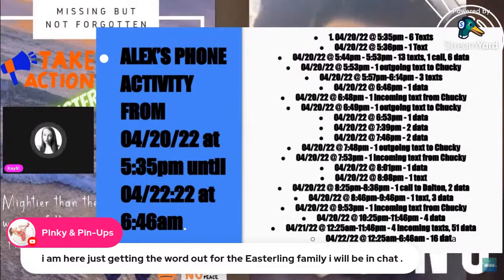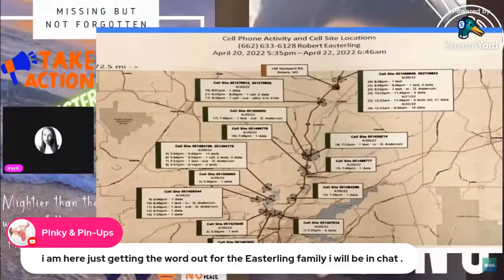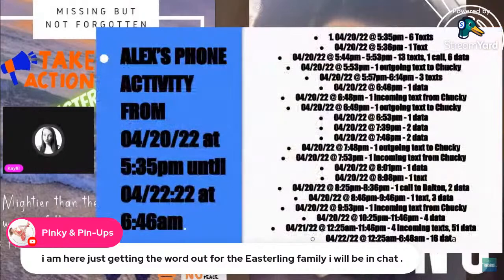Now we're at 5:53. Now this is what's weird to me, and I haven't got clarification from Ashley, so I really don't know. But for whatever reason, some of them log to Chucky, and on here it'll show the phone number, and other times it'll just say 1 call and 1 text. I don't know why, unless he's calling on Facebook Messenger or something. I don't know why some of them log who the person is and some don't. I'm still trying to get to the bottom of that.